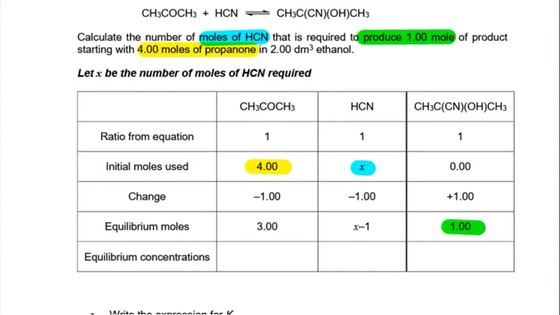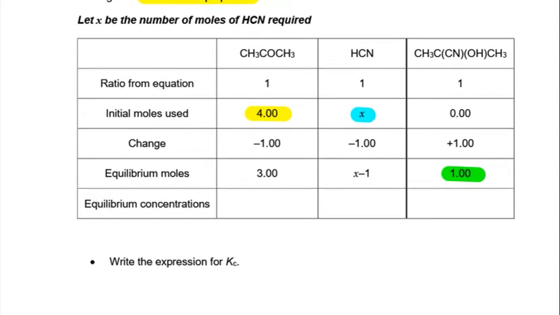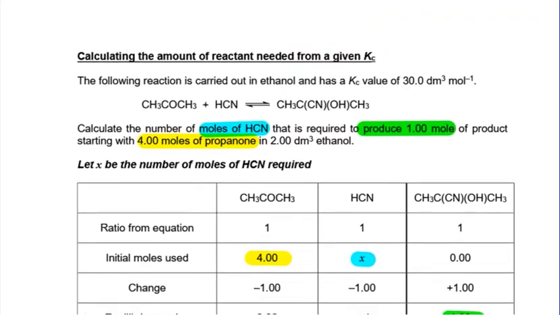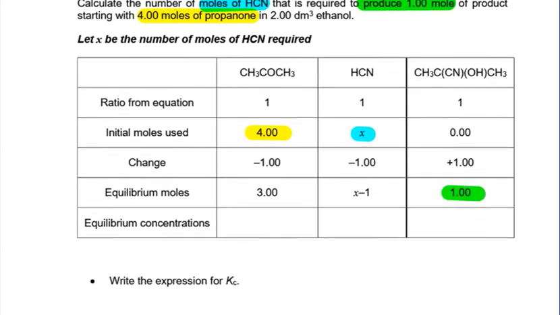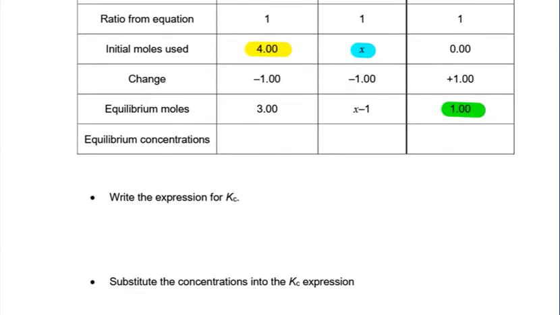Apply that, we've got 4 take away 1 is 3, x take away 1 is x minus 1, and nothing add 1 is 1. Work out concentrations. Well, what was our volume? Our volume was 2. Remember that concentration is moles over volume, so this is 3 over 2, or 1.5. This is x minus 1, brackets all over 2, so be careful. And this is 1 over 2, which is 0.5.